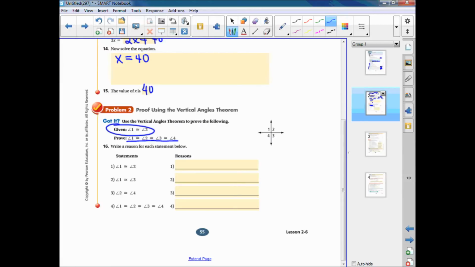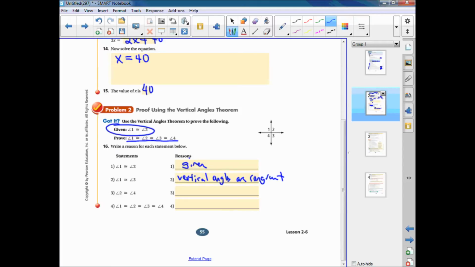So angle 1 equals angle 2 is the given here. So that's what they told us in the beginning. They said, hey, angle 1 equals angle 2. So that's our given. Okay? Our second statement is angle 1 is equal to angle 3. So this is going to be vertical angles are congruent. That was the theorem that we had up above.